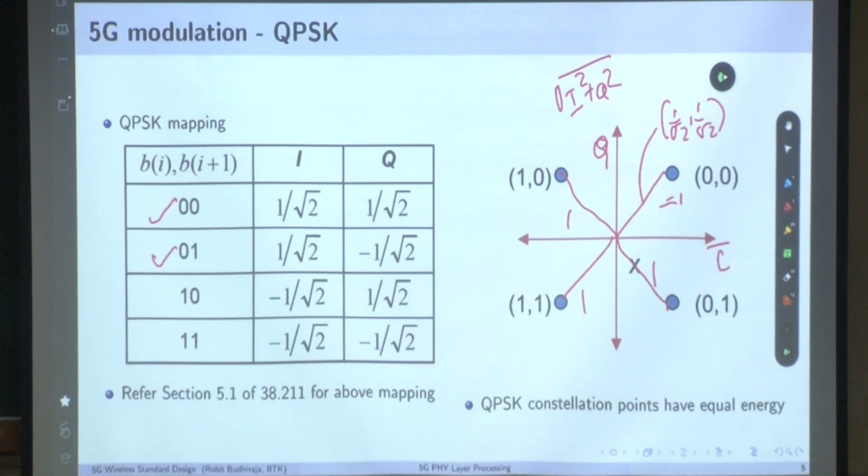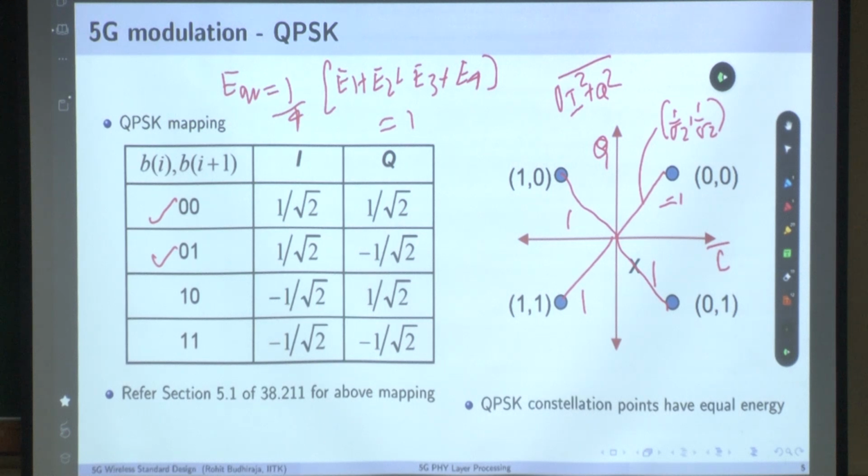How will you calculate the average energy of this constellation? We understand the notion of average energy. How many constellation points are there? 4. So you take E1, energy of 1, plus energy of 2, plus energy of 3, plus energy of 4. This is E average. So what is the average energy of this constellation? 1. And that's why the scaling is done: 1 by root 2, 1 by root 2, so that each of these points has unit energy and average energy is 1. Why is it not 1, 1?